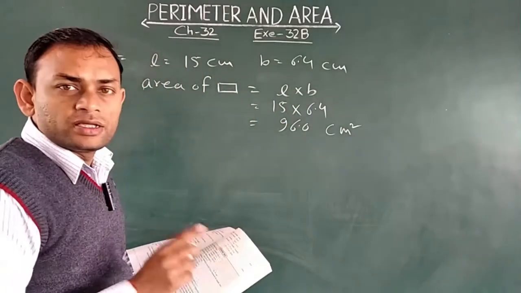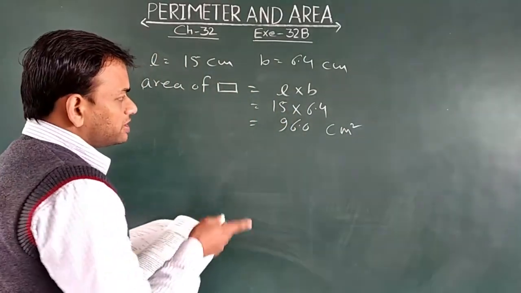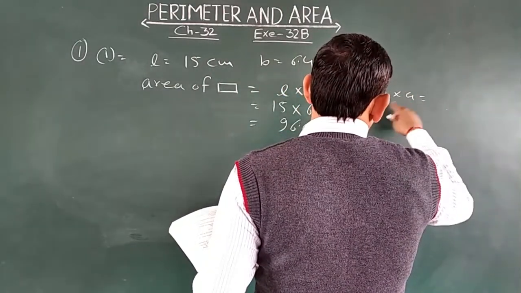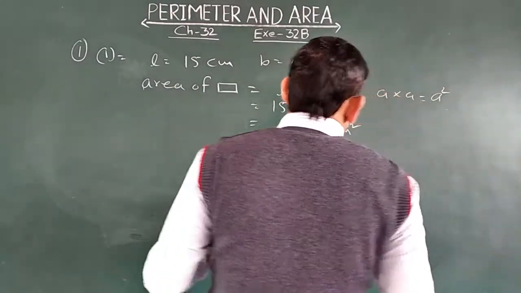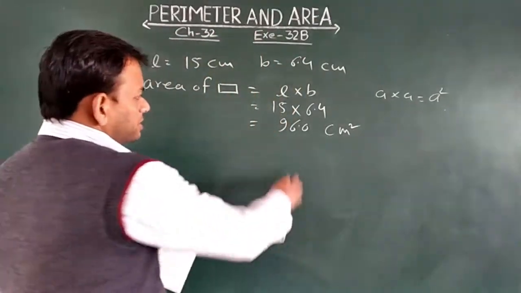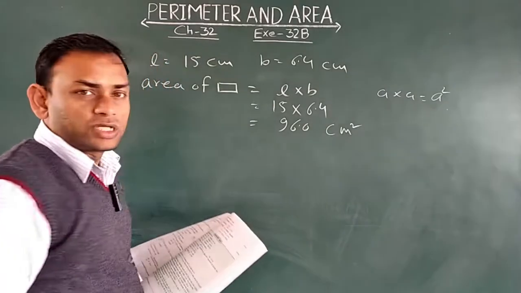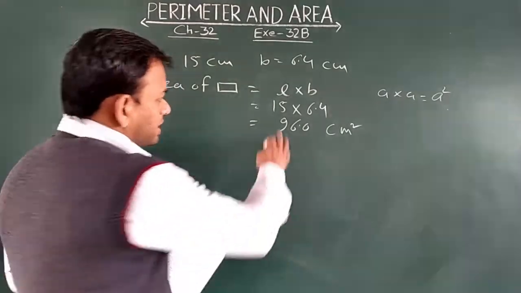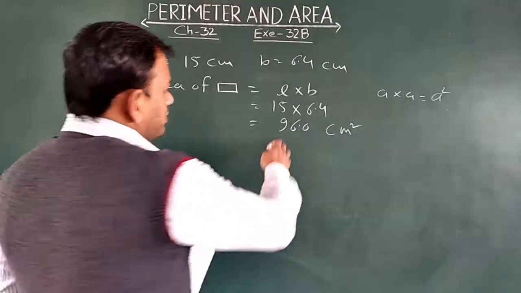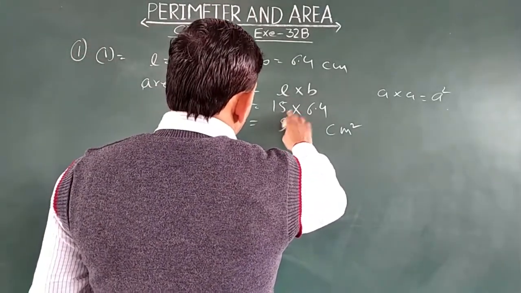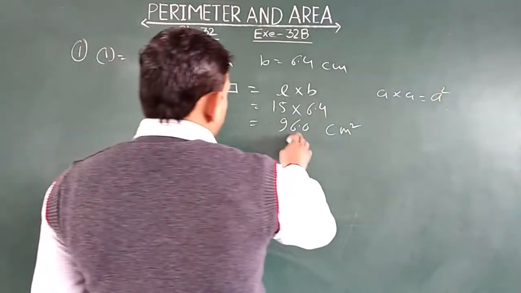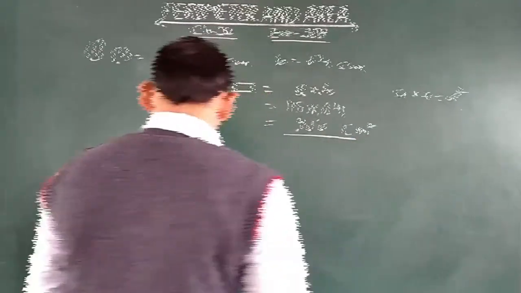Why have we written centimeter square? As I told you in algebra, variable into variable, a into a, will be a square, and x into x will be x square. Similarly, here you can consider centimeter as a variable, so centimeter into centimeter will be centimeter square. If it was in meters, it would be meter into meter, meter square. Got it? So this is the answer of this question.